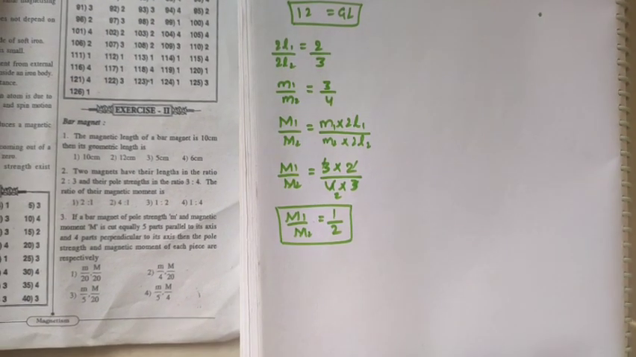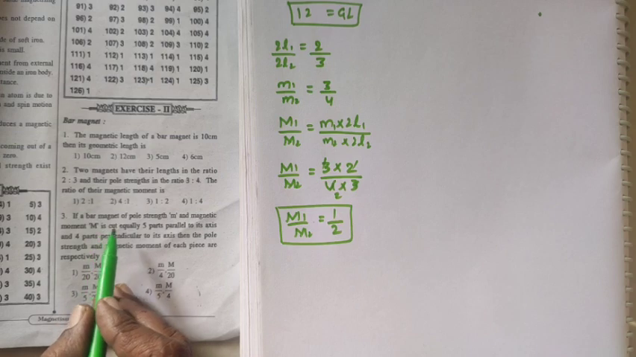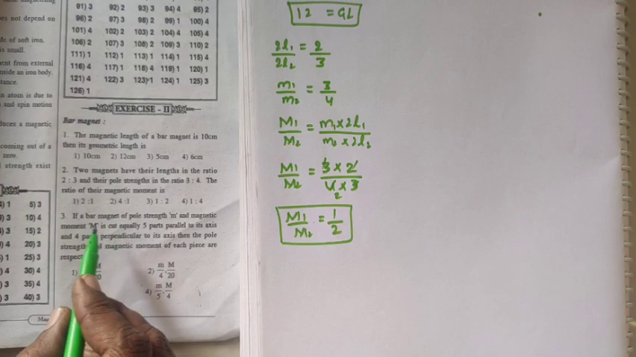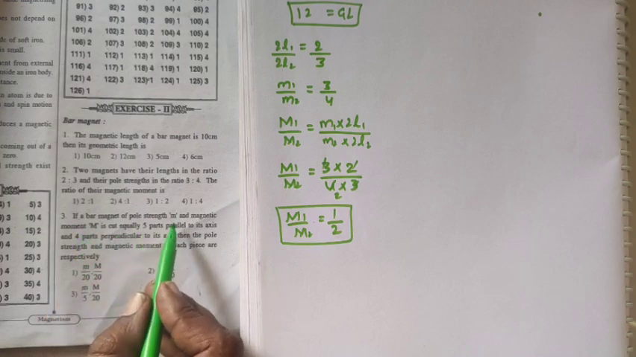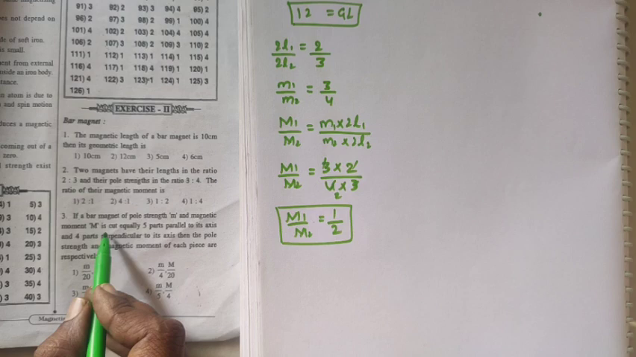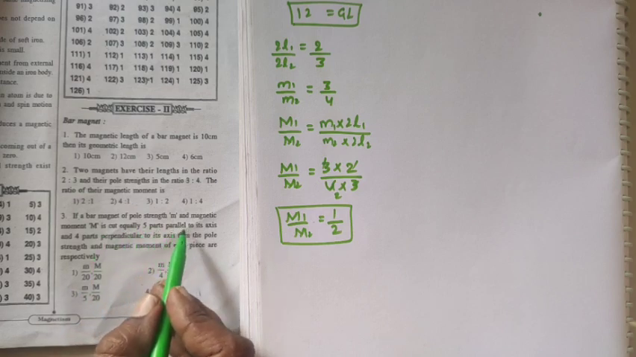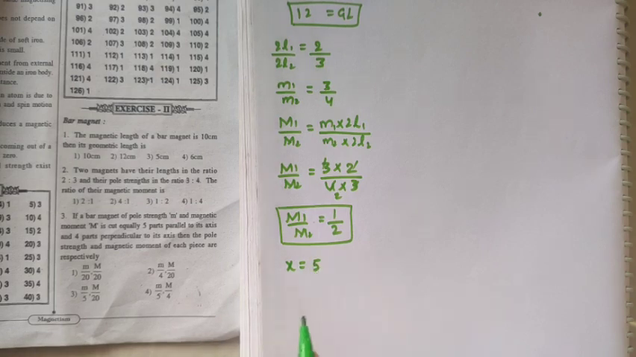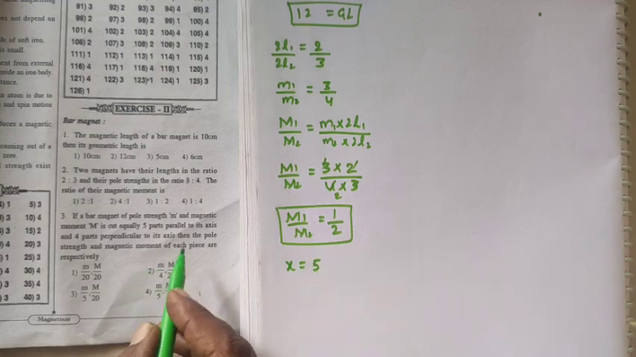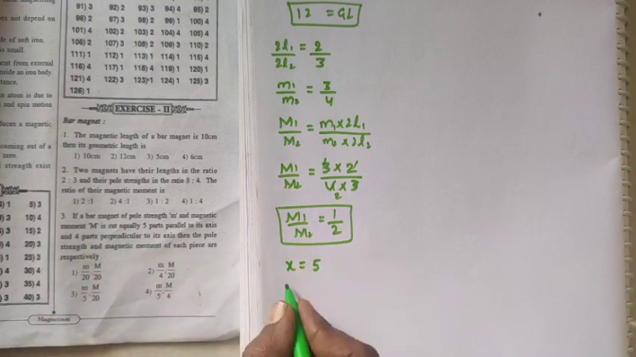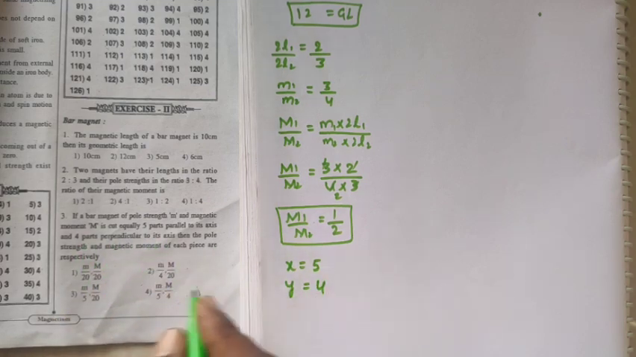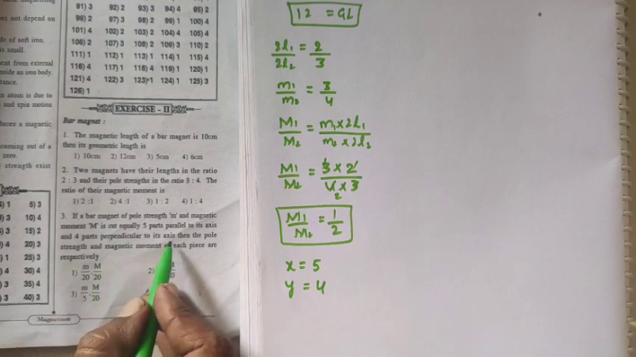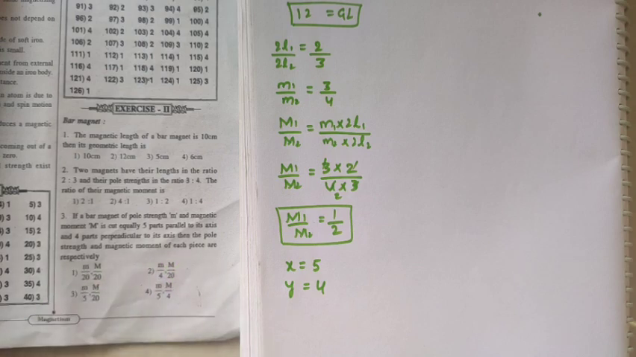Next one, look at the third question here. A bar magnet of pole strength m and magnetic moment capital M is cut equally into 5 parts parallel to the axis, so x is equal to 5, and 4 parts perpendicular to the axis, y which is equal to 4, right? Then find the pole strength and magnetic moment of each piece respectively.